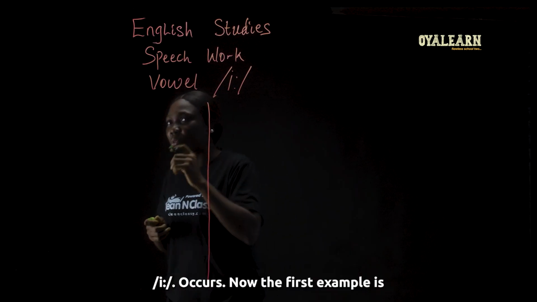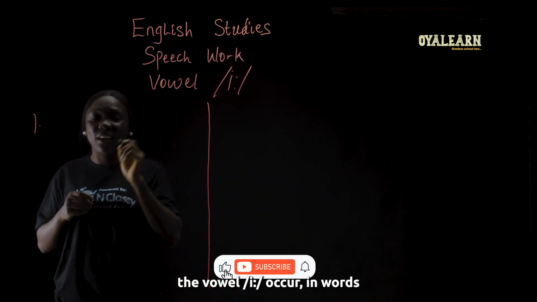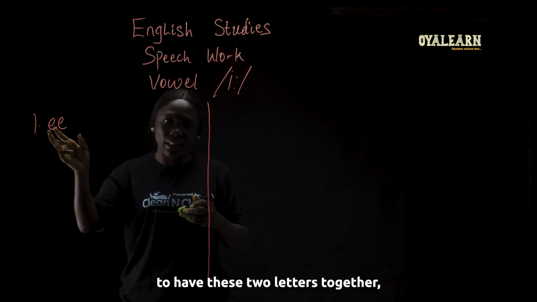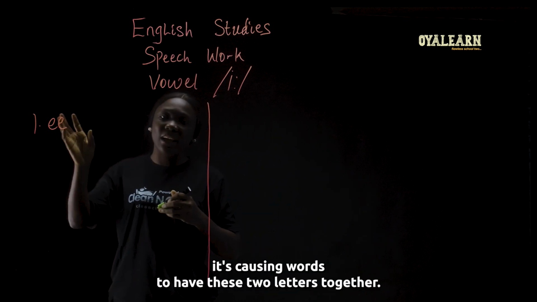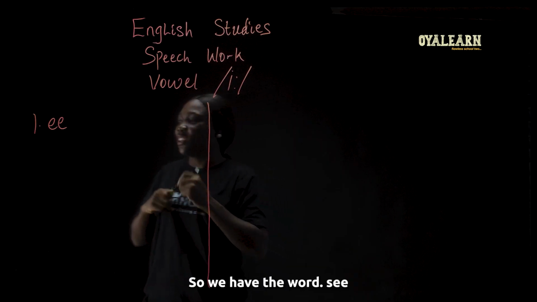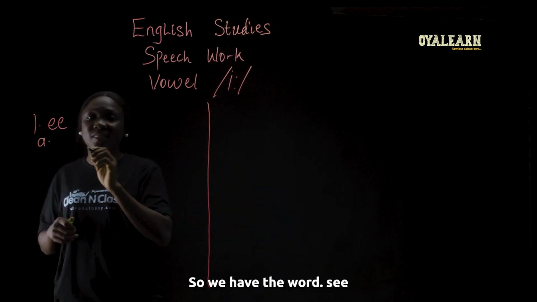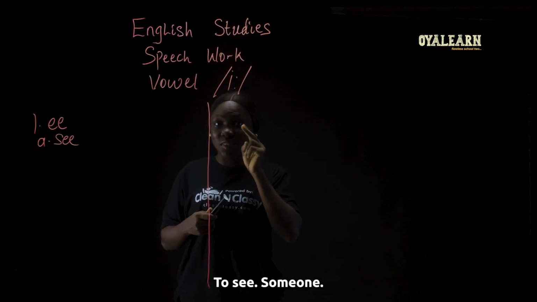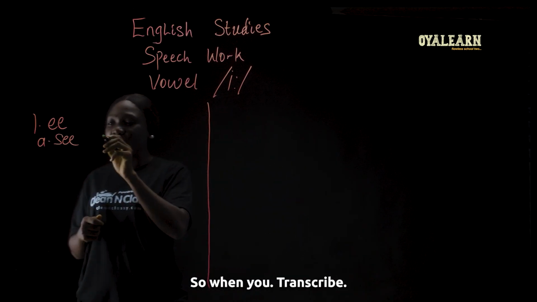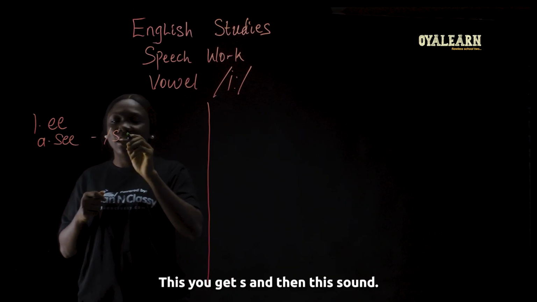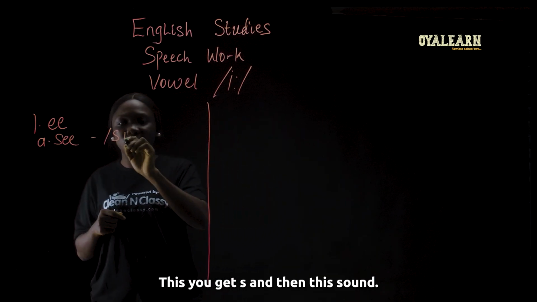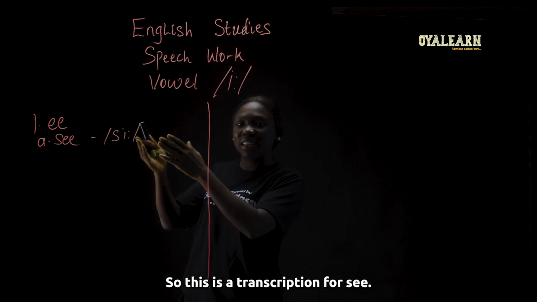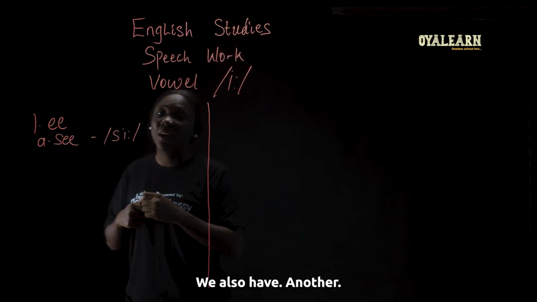Now the first example is the vowel E occurs in words that have these two letters together, double E. So we have the word see. That is to see someone. So when you transcribe this, you get S, and then this sound will be written here. So this is the transcription for see. Good.